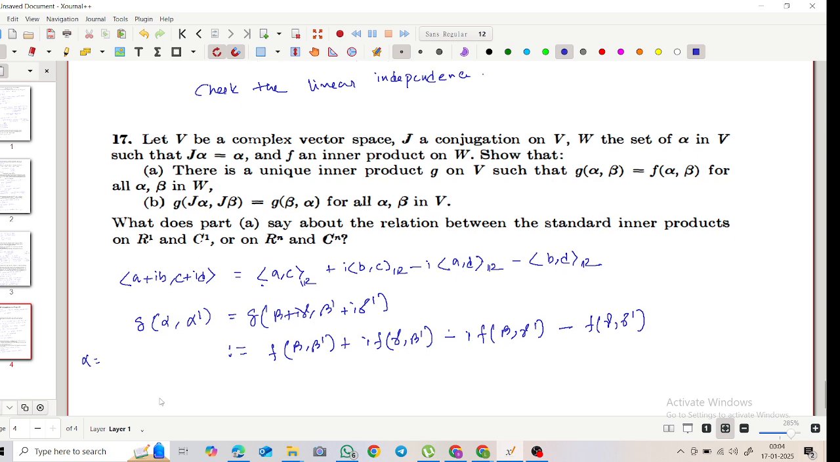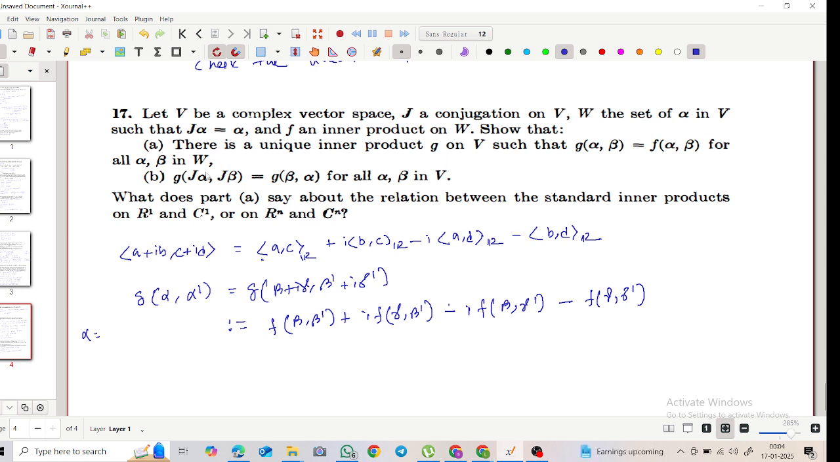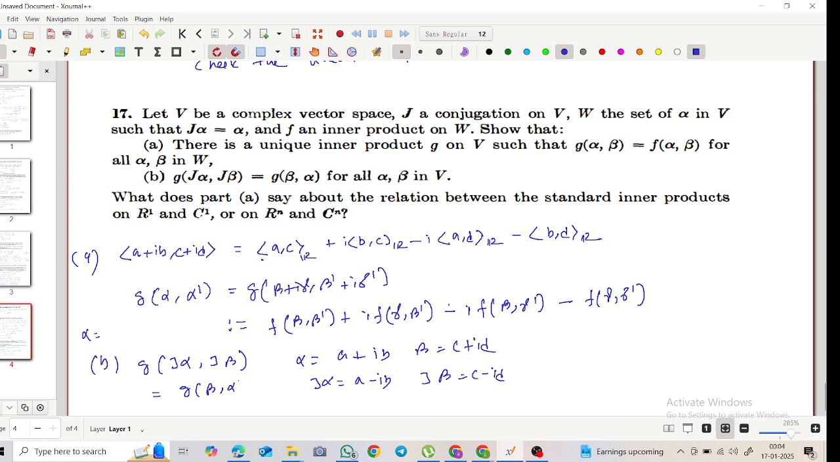Okay, so this check I hope you can do. And that g(alpha) plus g(beta). So this was A. For B, J alpha, J beta. Okay, I mean take alpha to be a plus ib and beta to be c plus id. So J alpha becomes a minus ib, J beta becomes c minus id, and you can check. Okay, just put it here. It's a basic check.